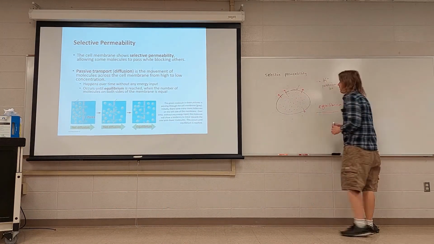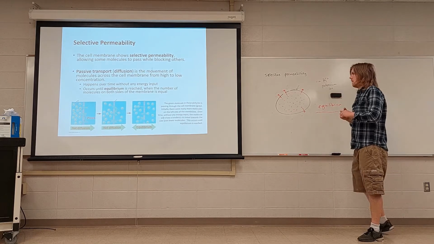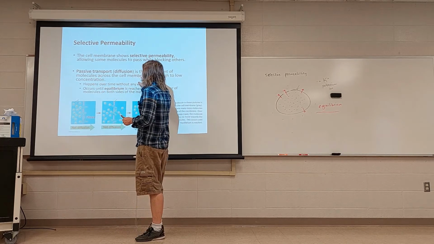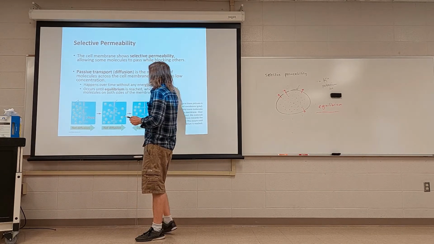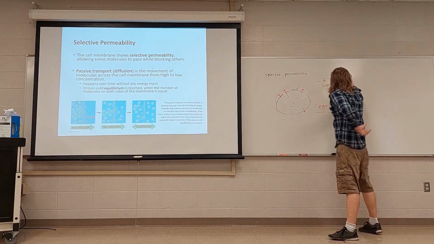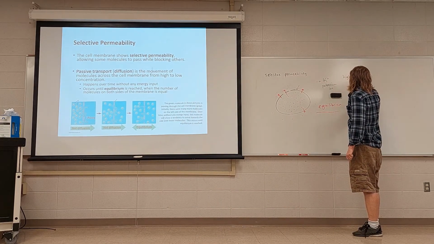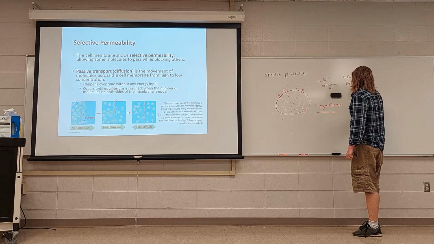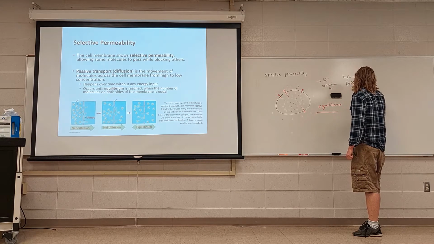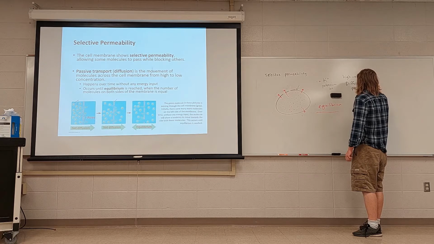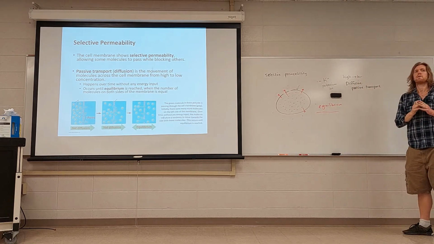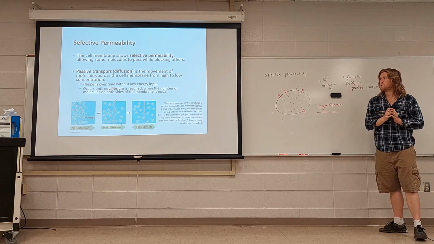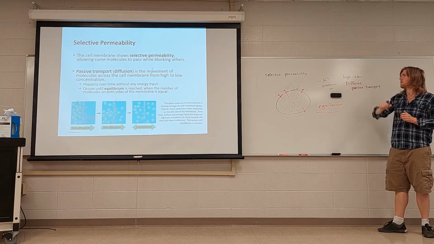So, time to apply some terms to all of this. The movement of molecules across the cell membrane from high to low concentration. High to low concentration. This is called diffusion, aka passive transport. These two terms generally have the same meaning. So, diffusion or passive transport is the movement of molecules along their concentration gradient from high to low.